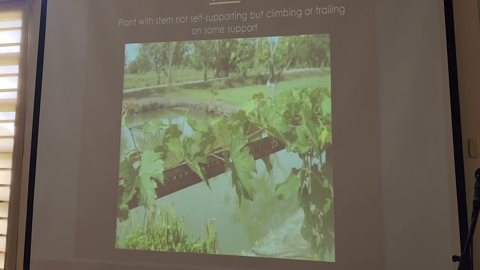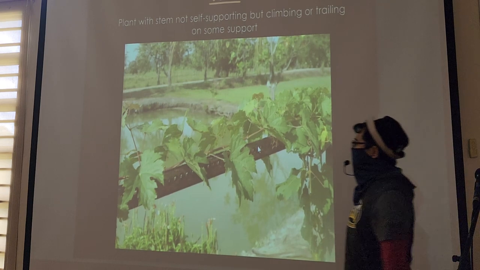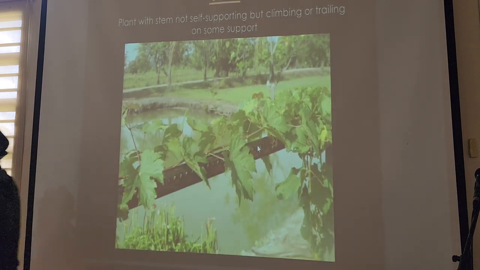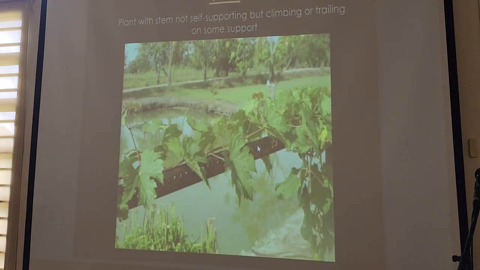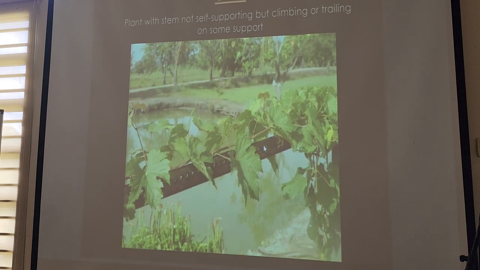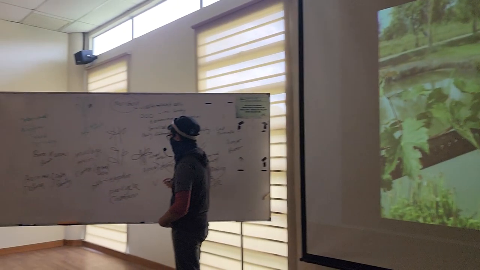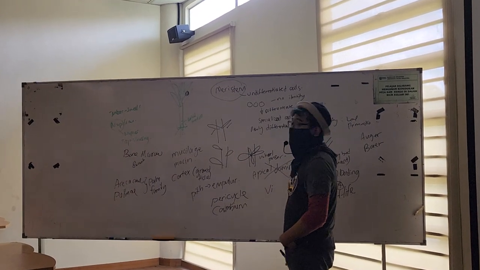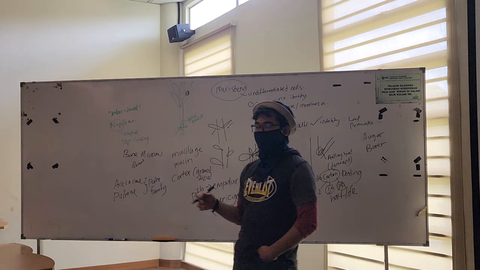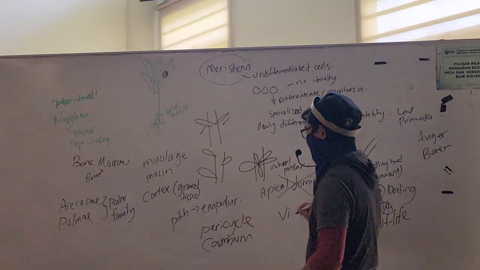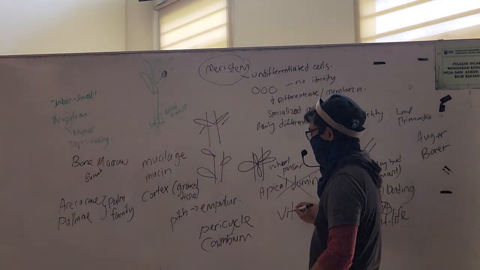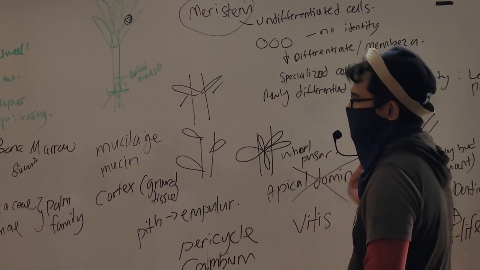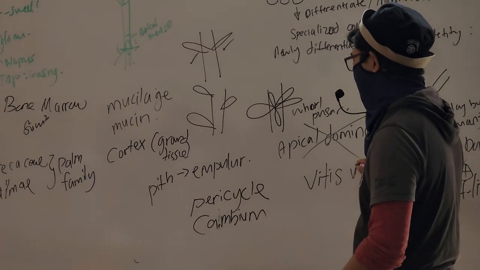So what plant is this? What plant is this? So it should be grapes. What's the Latin name for grapes? It starts with V. This class is all about, you know, all the Latin possible on the planet. Vitis. It depends on the species. Sometimes it's Vitis vinifera.